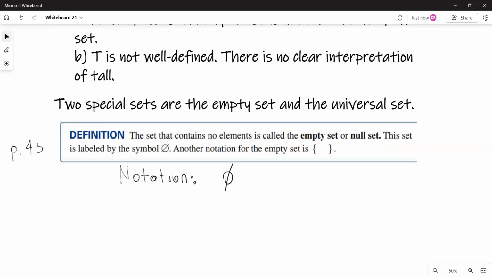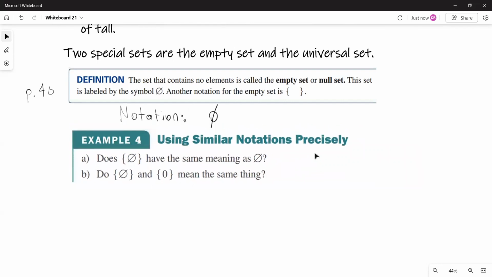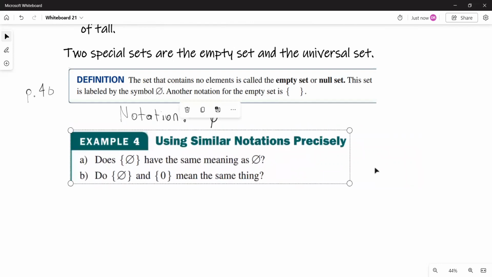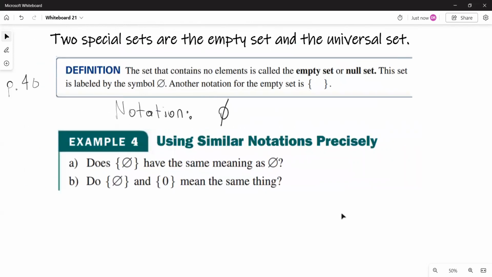Okay, so we saw when we did the problem solving techniques the splitting hairs principle. If two things look similar but are slightly different, they don't mean the same thing. So they are asking us whether the set containing the empty set has the same meaning as the empty set. And the answer is no.